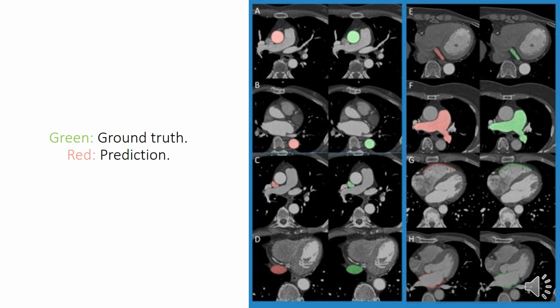This figure shows model performance for the ascending aorta in A, descending aorta in B, superior vena cava in C, inferior vena cava in D, coronary sinus in E, pulmonary artery in F, right ventricular wall in G, and the left atrial wall in H.